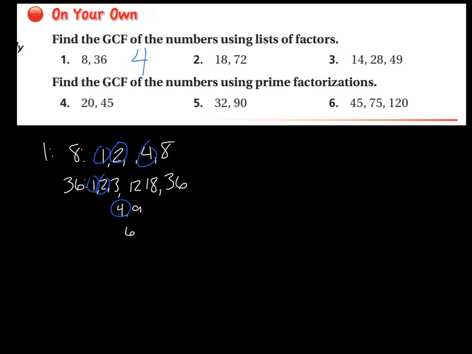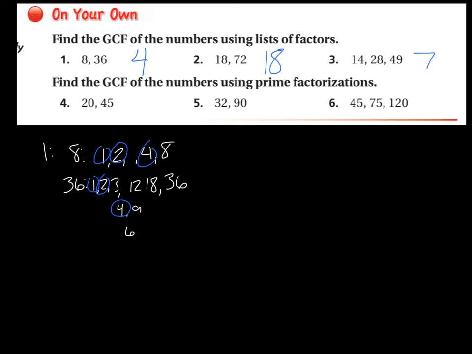Number 2, 18 and 72. 18 actually goes into 72. So for number 2, the answer is going to be 18 because 18 goes into 72. Number 3, if you were to list out all the factors, you would see that 7 is the biggest common shared factor between all 3 of those numbers.